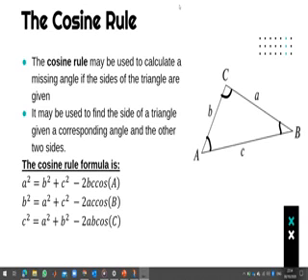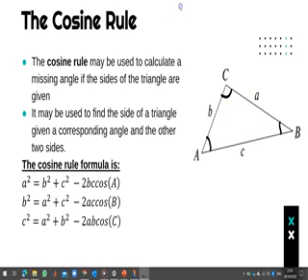Moving on to the cosine rule. The cosine rule may be used to calculate a missing angle if the sides of a triangle are given. Let's look at this triangle. Say you are given measurements B, A, and C, and you are required to calculate the angle C. So you apply the cosine rule to find the angle C. As we have talked about, C is the corresponding angle of measurement C, A is the corresponding angle of measurement A, and B is the corresponding angle of measurement B.